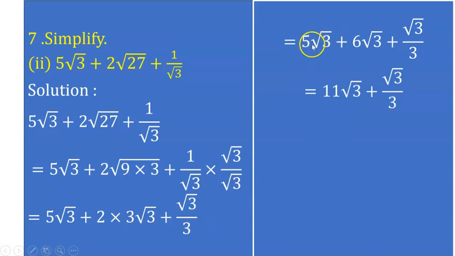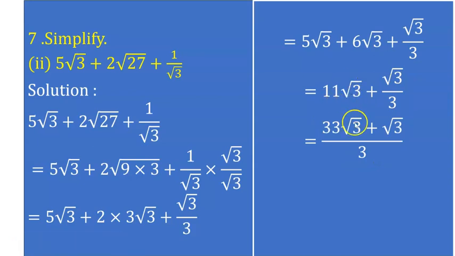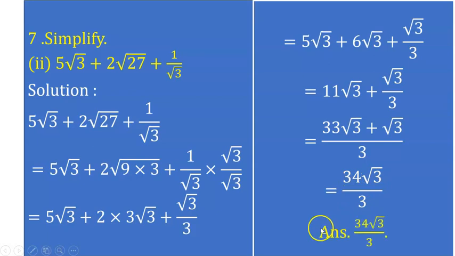Next, 5 root 3 plus 6 root 3, you will get here 11 root 3 plus root 3 upon 3. Next, this 3 into 11, you will get 33 into root 3 plus this root 3, the whole divided by this 3. Now, 33 root 3 plus 1 root 3, then you will get 34 root 3 upon 3. And this is the answer, 34 root 3 upon 3.